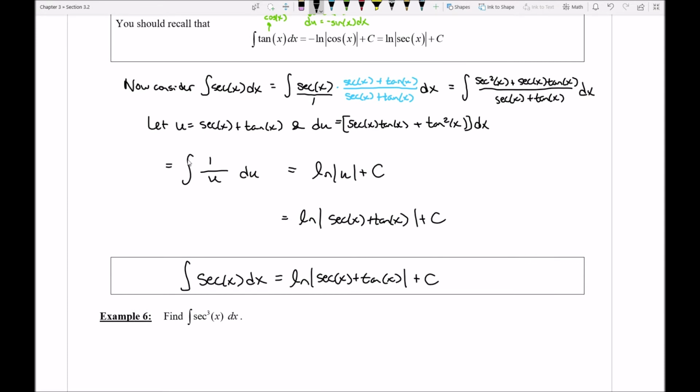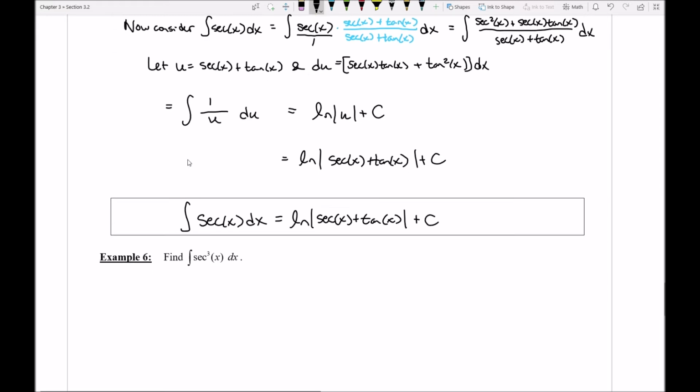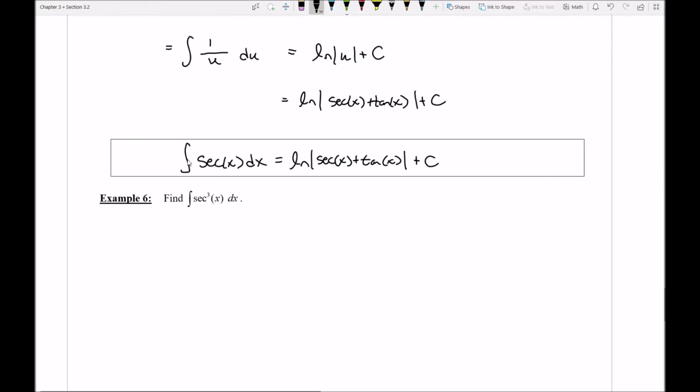So now let's take a look at example number 6. Here I'm asked to find the antiderivative of secant to the third. Very interestingly, what we looked at in the past couple of videos about integrals with secants and tangents in them is that I'm going to be in a little bit of a dilemma here. Let me just write out some scratch work that I'll erase again in a moment.